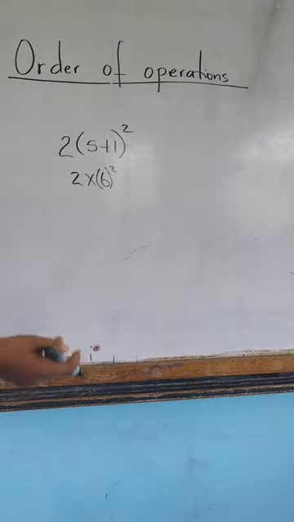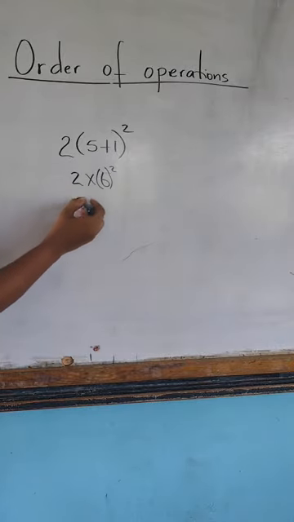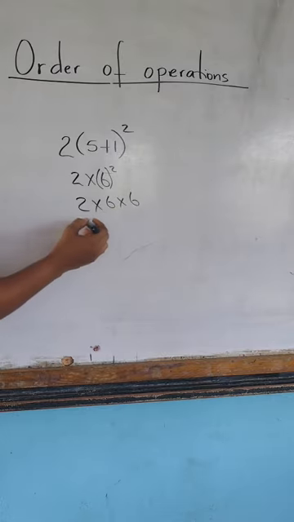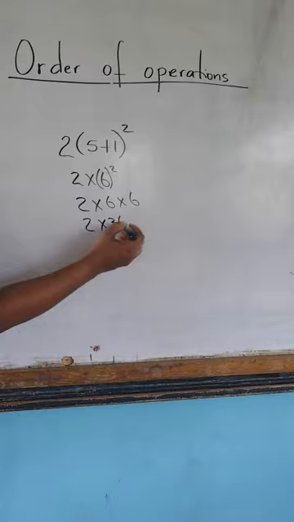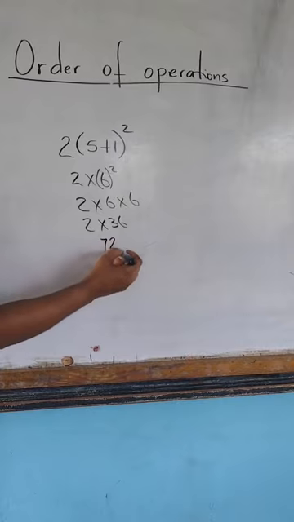What do I do next? The 2 is multiplying not 6 but 6 squared, so the 2 is actually multiplying 6 times 6, and simplifying this, 2 is multiplying 36. So when we multiply 2 by 36, that gives us 72.